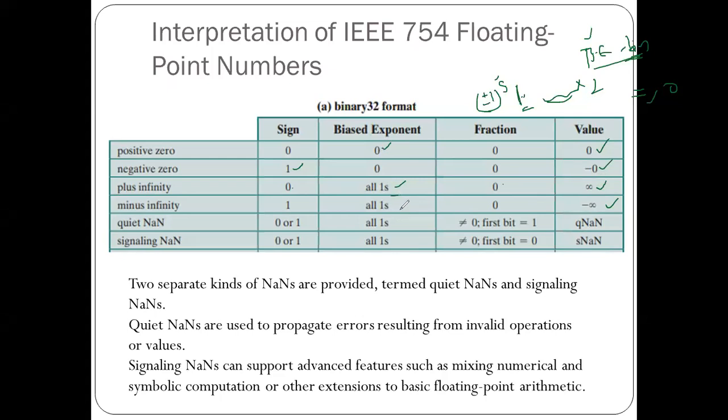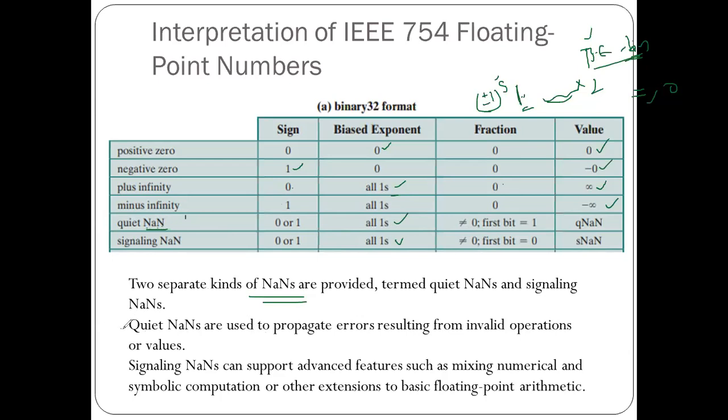There are a few other patterns to represent erroneous values. We have NaN, which means not a number. Quiet NaN and signaling NaN, two possibilities exist. The sign can be 0 or 1, the exponent is all ones, and the fraction is not 0. If the first bit of the fraction is 1, it is quiet NaN. If the first bit is 0, it is signaling NaN. So two separate kinds of not-a-numbers are provided.